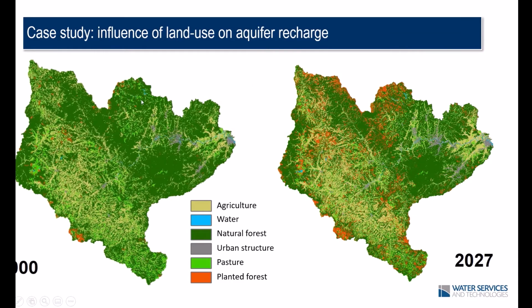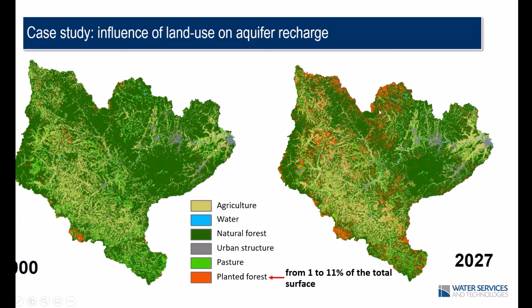On the left, we have the land use map for the year 2000, and on the right, we have the land use map for the year 2027, simulated by the software TerraSet. What we saw here when comparing both maps was that the biggest difference was found in the land use for planted forest, represented here by the color orange. In 2000, planted forest represented only 1% of the total surface of the watershed. And in 2027, it is expected that planted forest is going to represent 11% of the total surface.